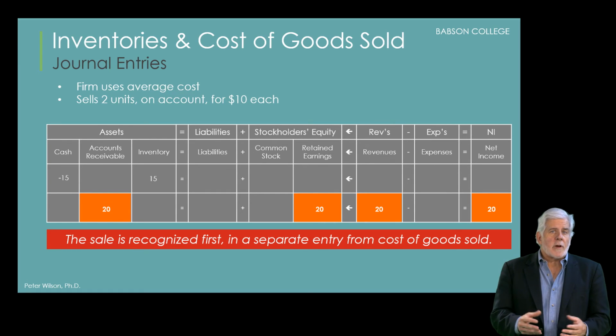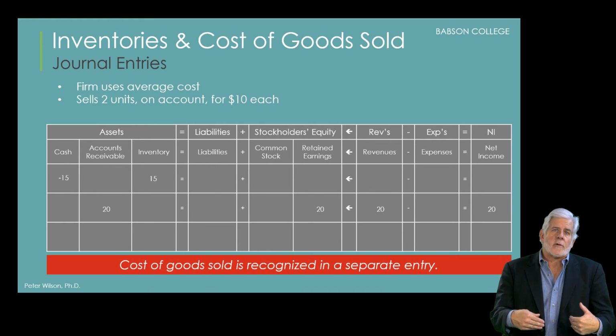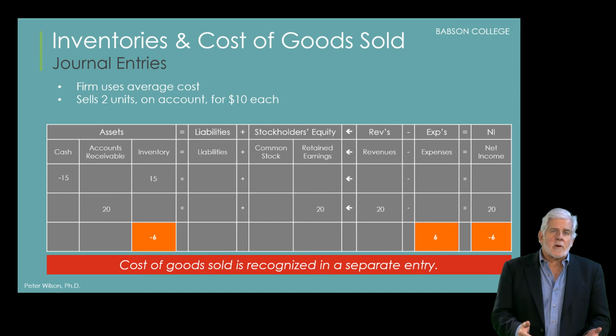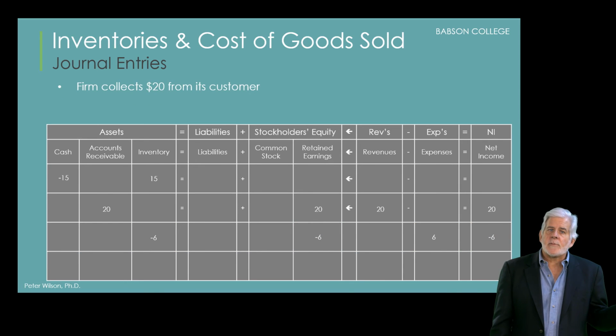The cost of goods sold entry accounts for the reduction of inventory and the recognition of the cost of goods sold expense. Under the average cost assumption, the units sold are costed at $6, so inventory is reduced by $6 and an expense of $6 is recorded. This $6 expense causes a decrease in net income and a decrease in retained earnings. When the customer pays their bill, cash increases by $20 and accounts receivable decreases by $20.